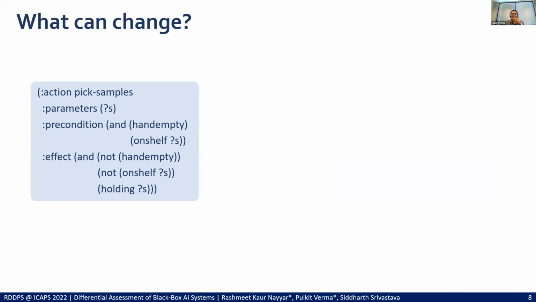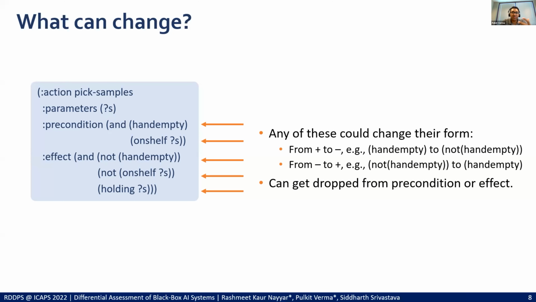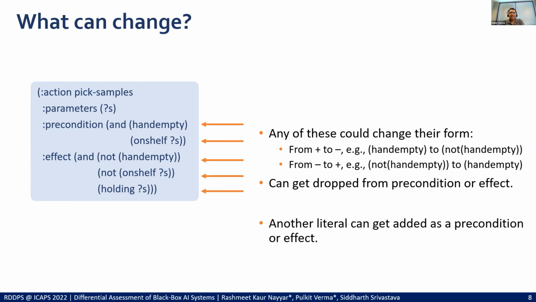So as you can see, we have these literals as part of conjunctions in precondition and effect of actions. Now, any of these could change from a positive literal to a negative literal or vice versa, or they can be completely dropped from the precondition or effect. Also, any other literal can be added to the precondition or effect of any action, right? So we categorize the impact of these changes in the model into two broad categories.